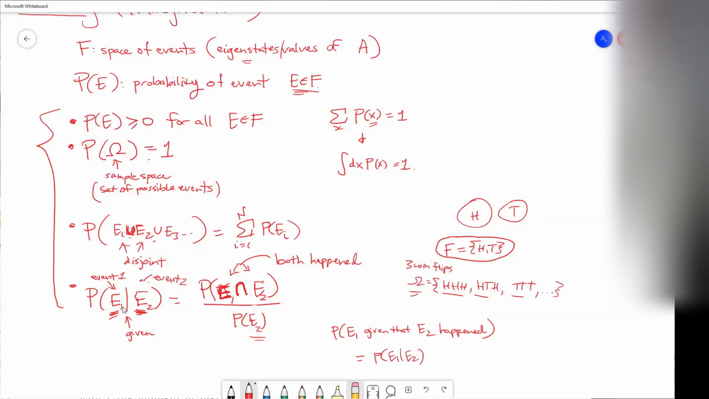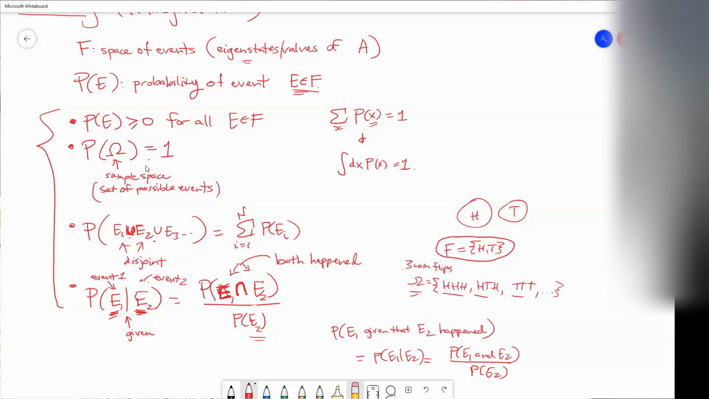Okay. Yeah, I was just confused with that, the vertical bar notation. Okay. And what we mean by that is it's the probability that both happened divided by the probability that just E2 happened. And you can use this to derive the Bayes rule, and maybe we'll talk about that later. There's lots of fun paradoxes with that.